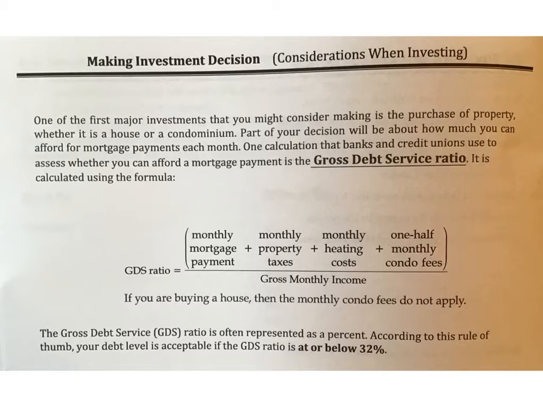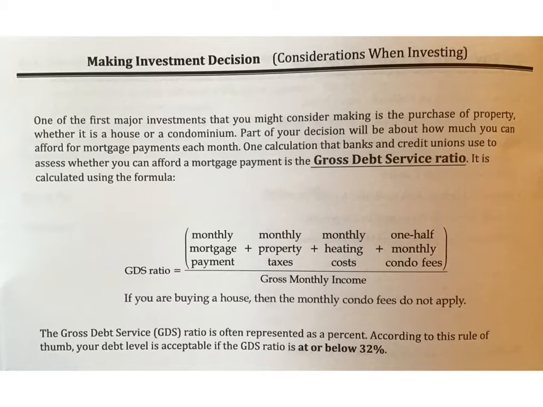Okay guys, so the last thing we're going to look at with regards to making investment decisions and borrowing money is two different formulas. These two different formulas are on the formula sheet you originally got at the beginning of the course. One is called the gross debt service ratio, and one is the debt to equity ratio.